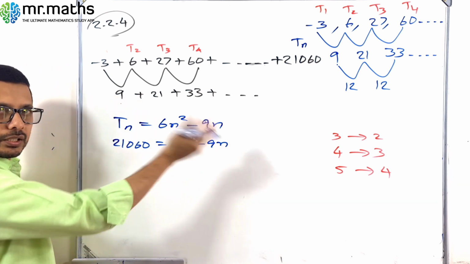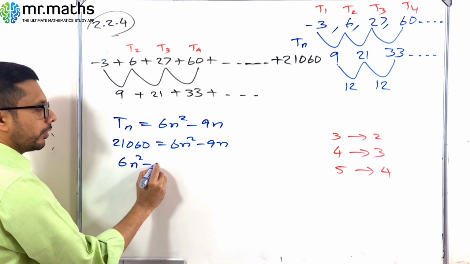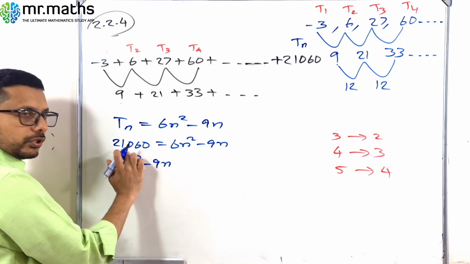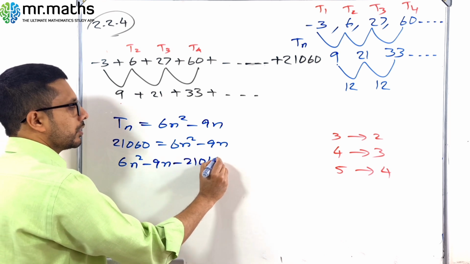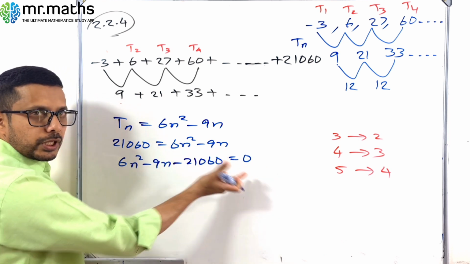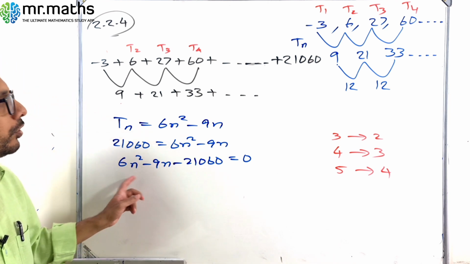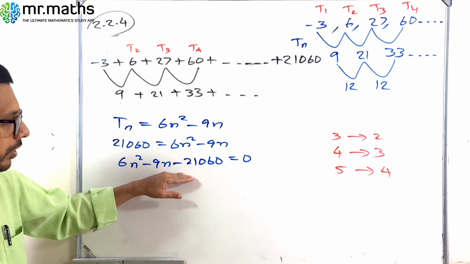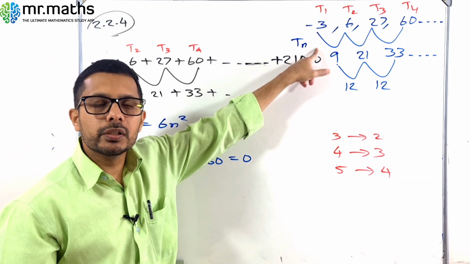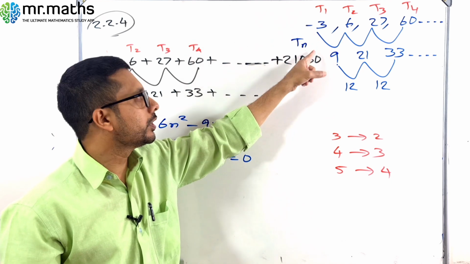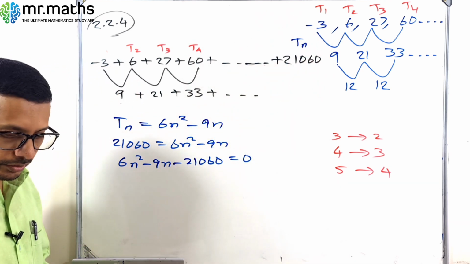Take this one to the other side, and let me write it like a quadratic equation: 6n square minus 9n minus 21,060 is equal to 0. Just to swap that one, that's all. Now from this equation we have to find the value of n, so that we know, for example, the 50th term is this one, or the 75th term is this one. So how can we solve this one? We have to factorize, am I right?